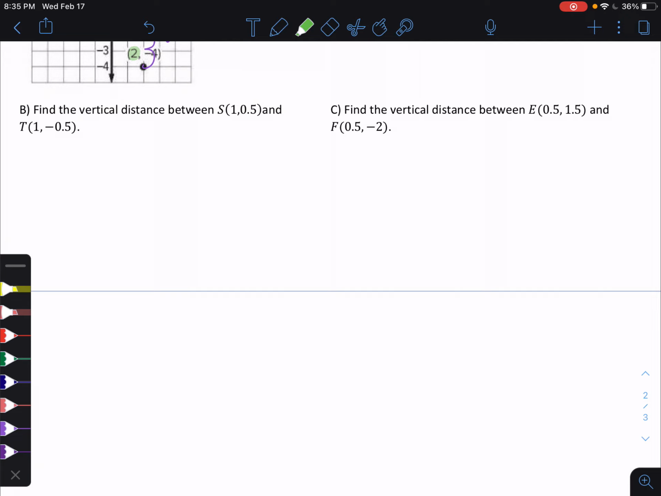And again, we're looking for the x coordinate to be the same. So in both of these examples, the x coordinate is the same. So I'm going to take the absolute value of the y coordinates. So the absolute value of 0.5 is 0.5. The absolute value of -0.5 is 0.5. And because they were opposite signs, I'm going to add them together and I get 1 unit.